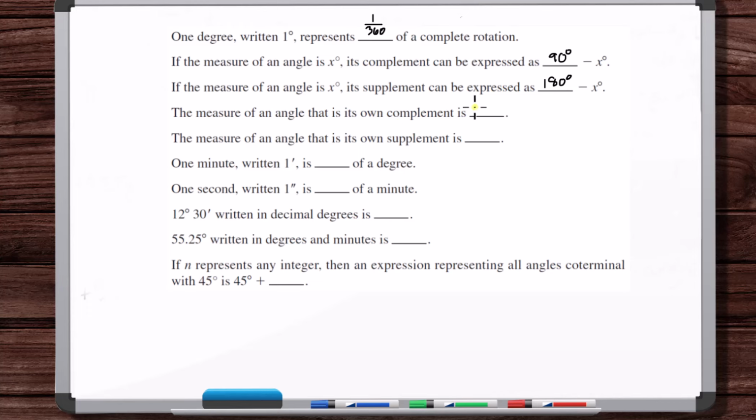The measure of an angle that is its own complement is what? Well, that's going to be 45 degrees. 45 plus 45 is 90. The measure of an angle that is its own supplement is going to be 90 degrees. 90 plus 90 is 180.